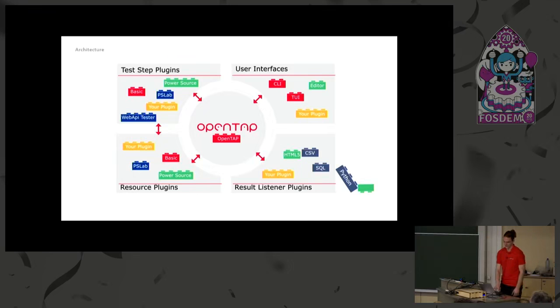But then if you look at the test step plugins and the resource plugins, you can see this arrow here. And that's because test steps talk directly to instruments, for example. And then we have some plugins that fall out of the category, like the Python plugin. The Python plugin allows you to implement all the other kinds of plugins, but instead of in C#, you can now implement them in Python.